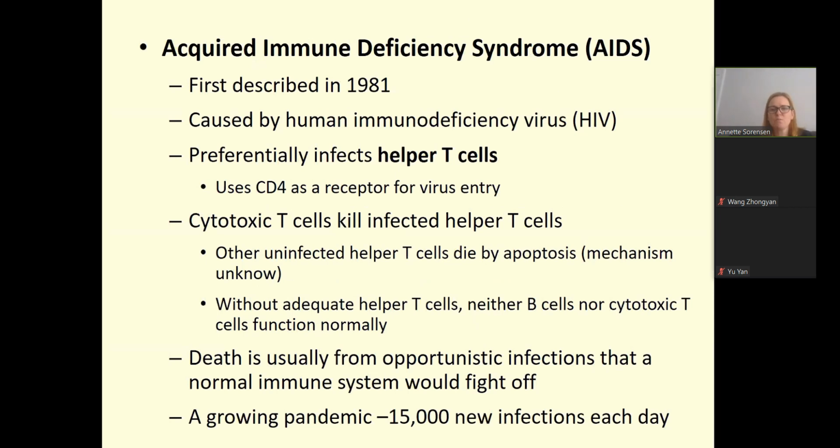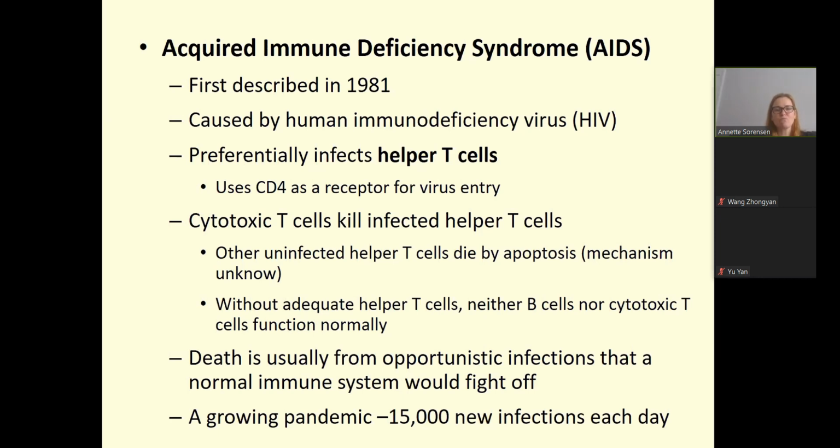Okay, the last one we're going to quickly talk about is HIV, which can lead to AIDS, also called acquired immune deficiency syndrome. It was first described in 1981, and it is caused by the human immunodeficiency virus, so the HIV virus. What the HIV virus does is it infects the helper T cells. So the cytotoxic T cells actually kill these infected helper T cells.